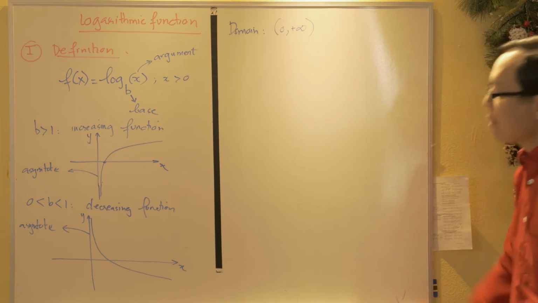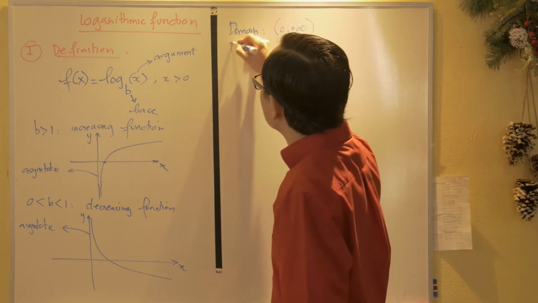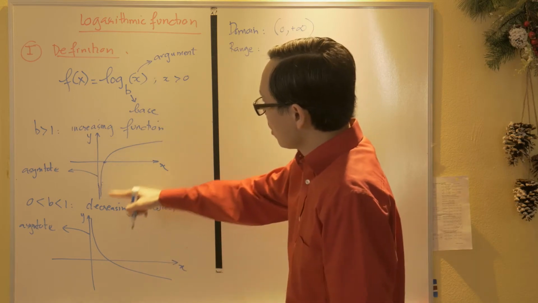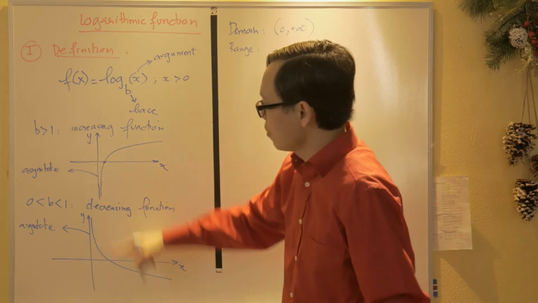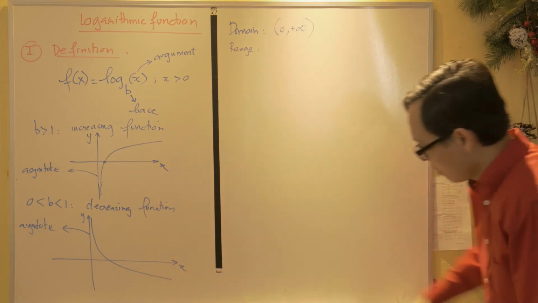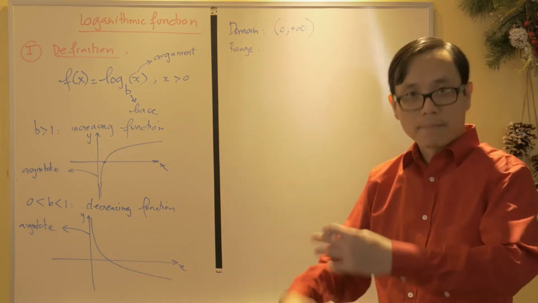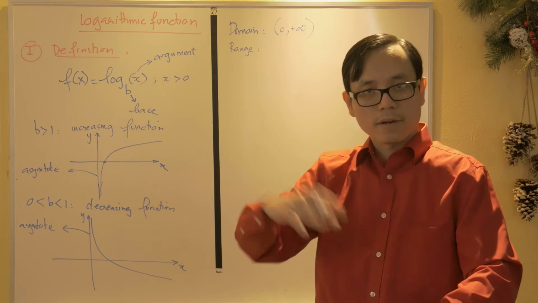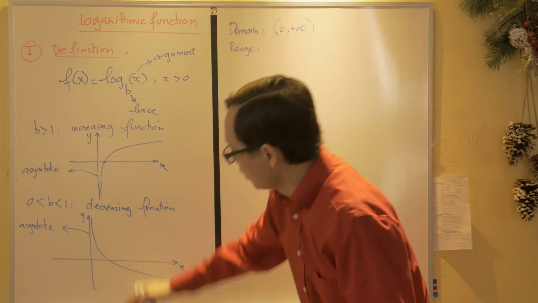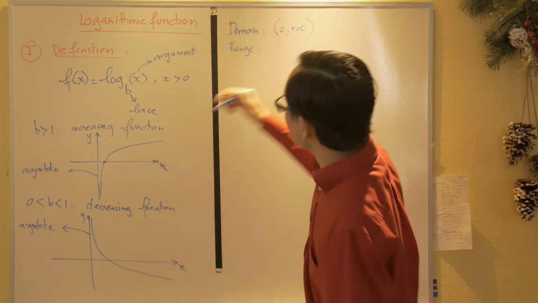How about the range? Well, the range will be easy. You see this one keeps going up, and this one keeps going down. For the range, we look at it from the bottom up. So it goes from negative infinity to positive infinity.